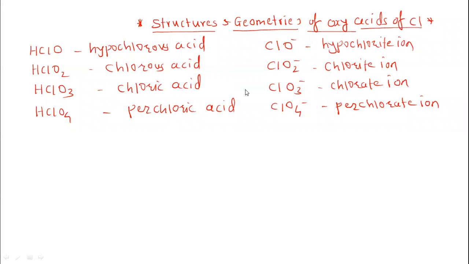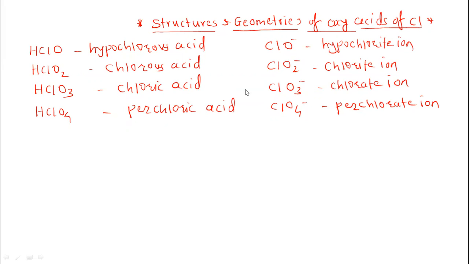In this lecture, we are going to discuss the structures and geometry of oxyacids of chlorine. So we know the oxyacids of chlorine. There are four oxyacids of chlorine: hypochlorous acid (HClO), chlorous acid (HClO2), chloric acid (HClO3), and perchloric acid (HClO4). In these oxyacids of chlorine, the oxidation state of chlorine is increasing from +1 to +7.